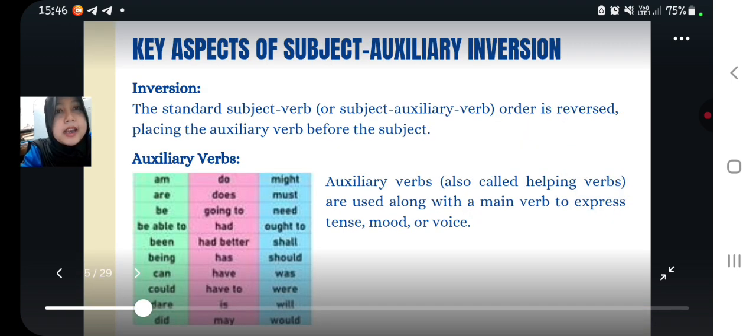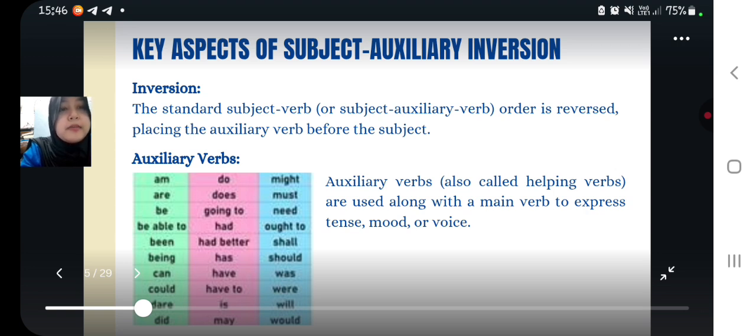Next is key aspects of subject auxiliary inversion. Inversion: the standard subject verb or subject auxiliary verb order is reversed, placing the auxiliary verb before the subject. And next is auxiliary verb. Auxiliary verbs, also called helping verbs, are used along with a main verb to express tense, mood, or voice. There are types of auxiliary: first is primary auxiliary verb and modal auxiliary verb.